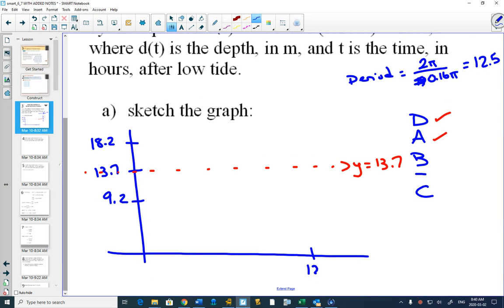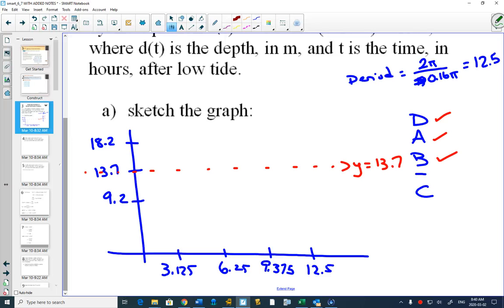And in real life examples, it makes sense that we have numbers along the bottom rather than things in terms of pi. Split that in half, 6.25. Split that in half, 3.125. Count by 3, and we would get 9.375. So we've marked one period, and our B value is done.